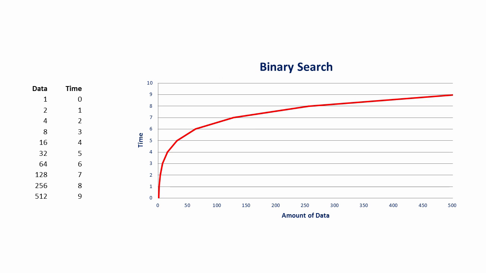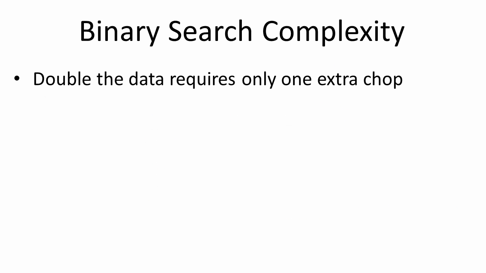Let's take a look at this graphically. Look at the data first. Notice that each value in the data column is double the one before it, and notice that the time values are increasing by 1 unit each time. You can see that the line climbs quite steeply to begin with, but then it begins to level out. That tells us for very large amounts of data, the performance degradation isn't terribly significant. In terms of big O complexity then, doubling the amount of data requires only 1 extra chop.